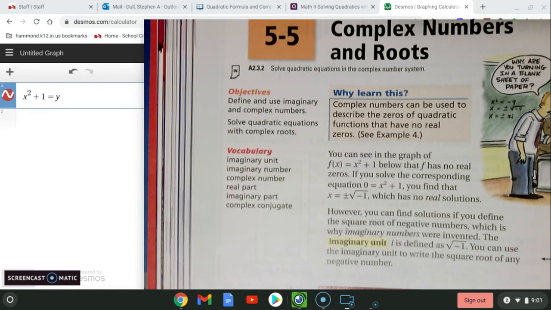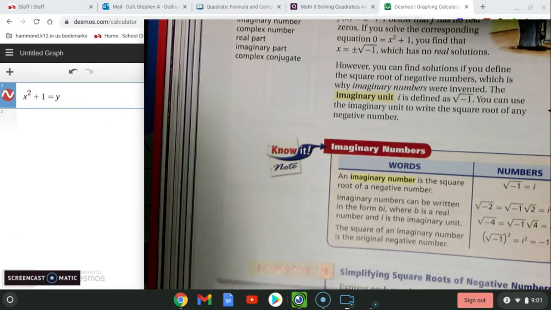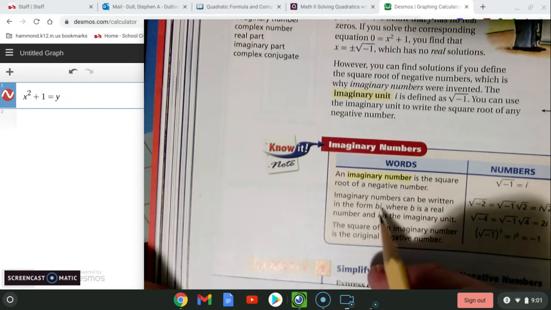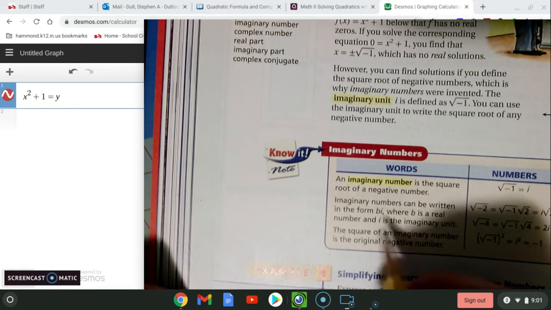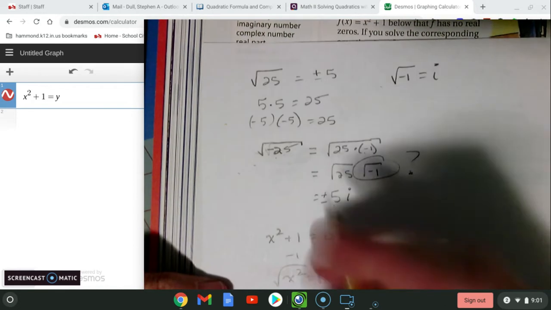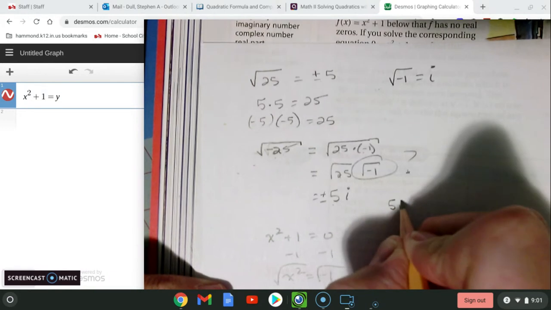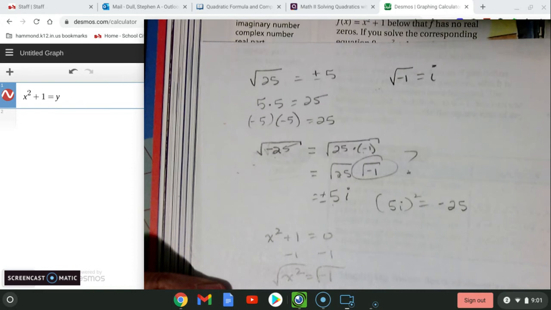And if we look at this in words, b times i, with b a real number and i the imaginary unit. If I take that number and I square it, I get the original negative number. So in other words, if I take 5i and square it, I'm going to get negative 25.